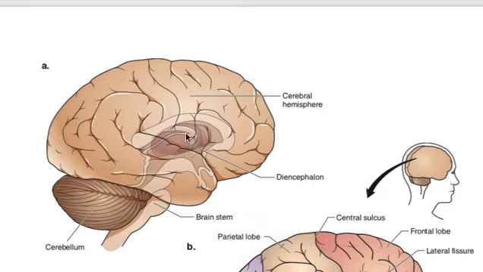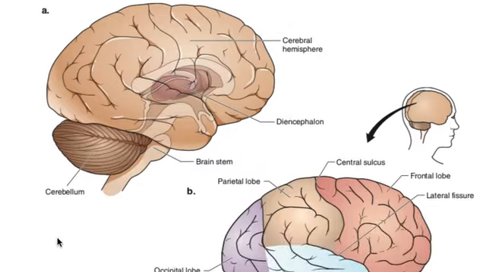In the center of all of that is the diencephalon. Inferior to all of this would be the brainstem. And then towards the posterior, infero-posterior area would be the cerebellum. So again, the four different parts of the brain: the cerebrum, diencephalon, brainstem, and cerebellum.